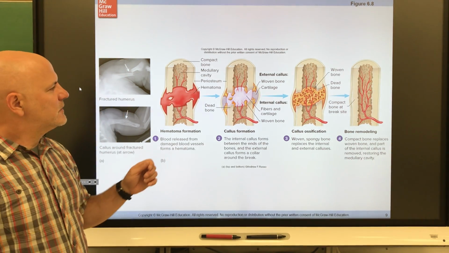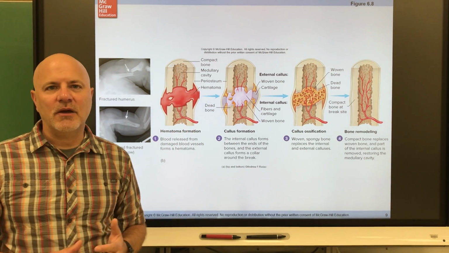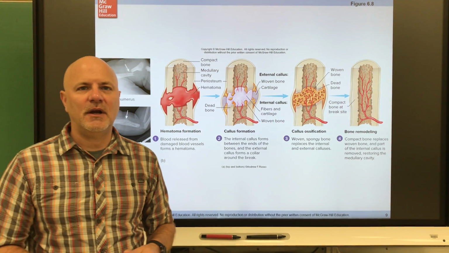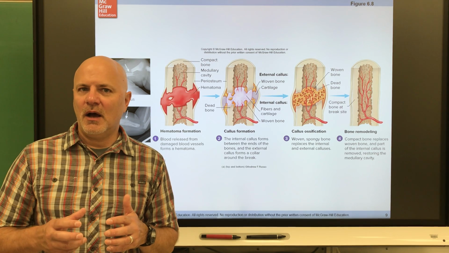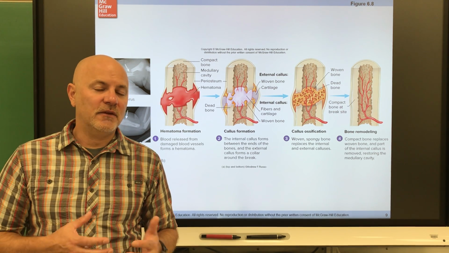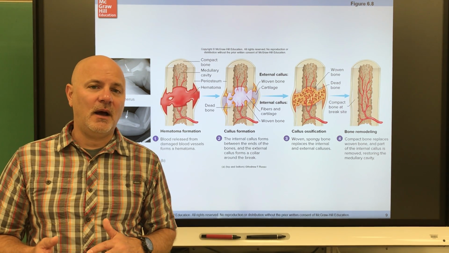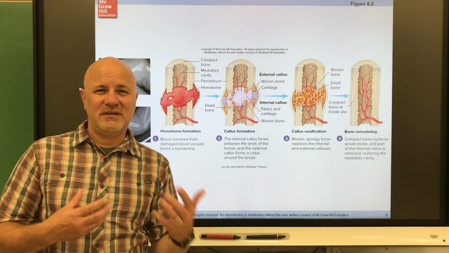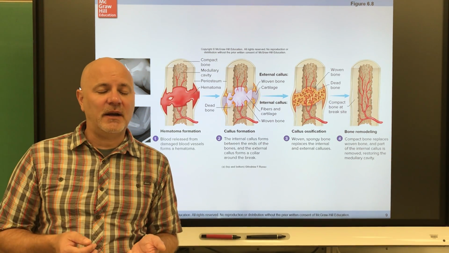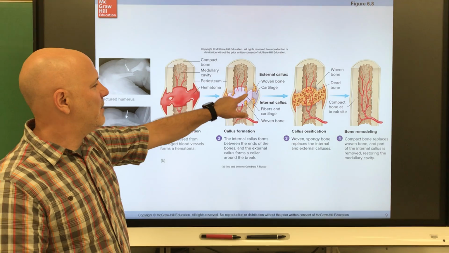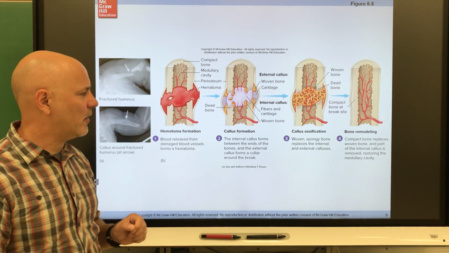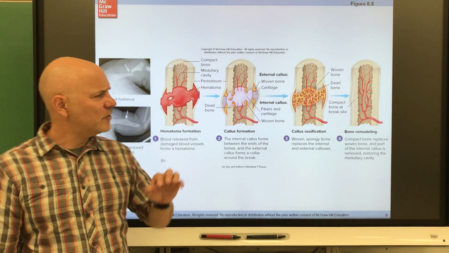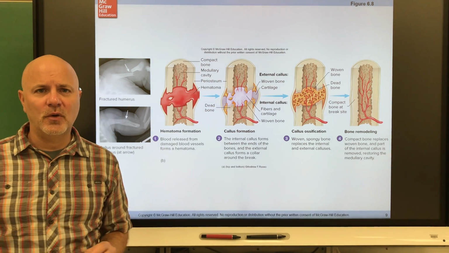Okay? So next, fibroblasts and chondrocytes move into this area. Now, fibroblasts are going to make collagen fibers here, and the chondrocytes are going to make fibrocartilage. So it's another type of cartilage. We didn't talk about it in lab for this class, but that's what gets made there, is fibrocartilage. All right? So that's going to hold the two ends of the bone together.